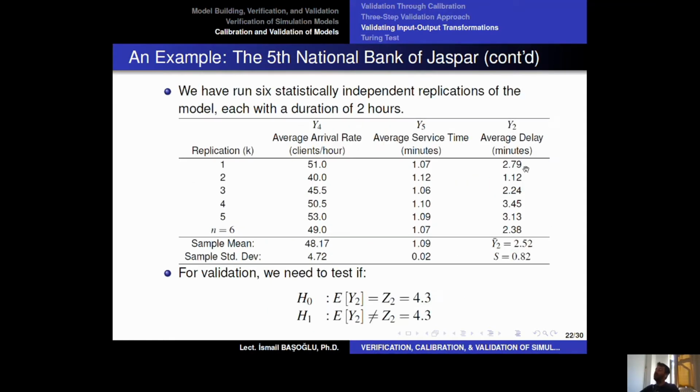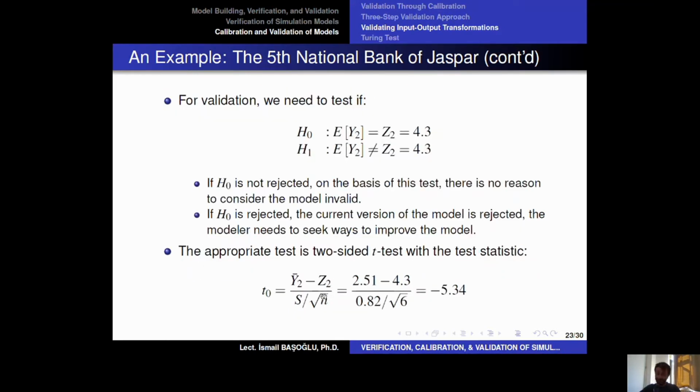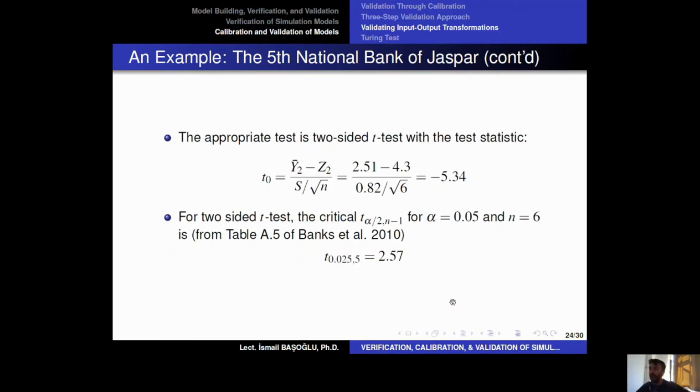And we have 4.3 as the right-hand side of the null hypothesis, and 0.82 is the sample standard deviation of the 6 observations. You know how to calculate the sample standard deviation, I guess. And the square root of 6 here comes from the number of replications. My test statistic is minus 5.34.